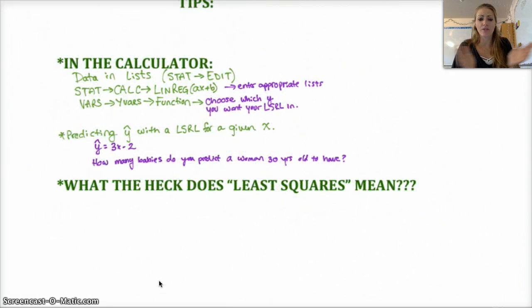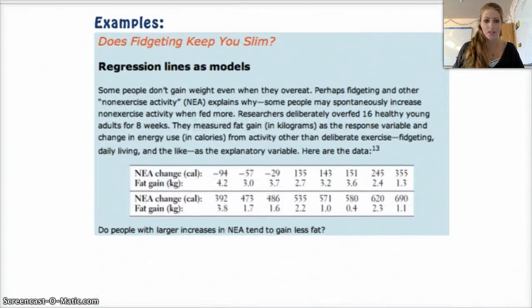What does least squares regression, or the least squares part of that term, mean? We're going to actually talk about that in class, so make sure you ask me. We're going to discuss it a little bit further in depth. So check in on that. So go ahead, try the next 2 examples.